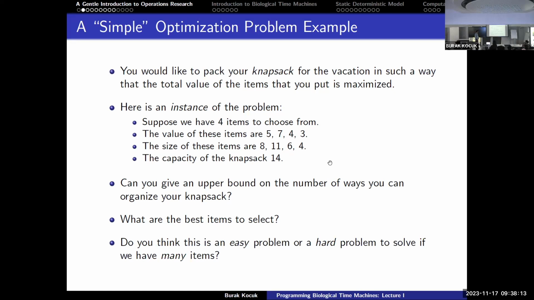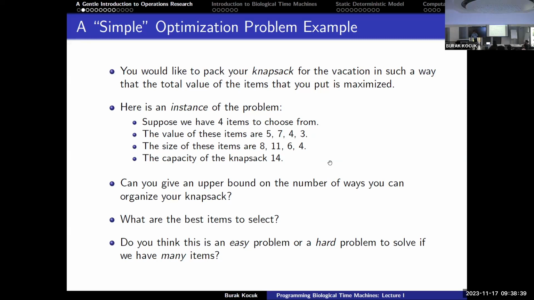Very good. And now the sort of open-ended and ambiguous question. Do you think this is an easy problem to solve or a hard problem? Whatever it is, there's a formal way to define it. But what do you think? It seems really easy to state the problem, right? With knapsack items.